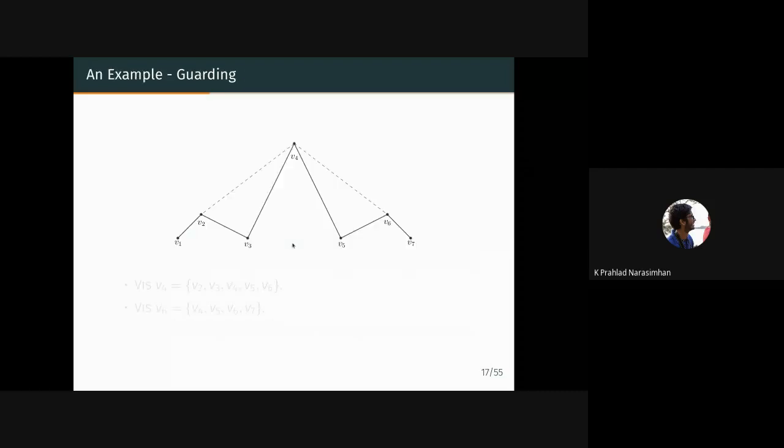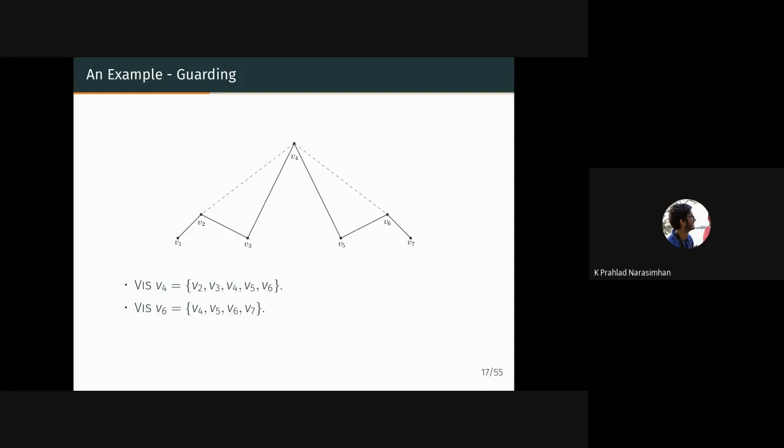Okay, so suppose the visibility region of V4 is what's written down: 2, 3, 4, 5, 6, and the visibility region of V6 will be 4, 5, 6, and 7. Just a quick note here that this relation, the notion of seeing or guarding, is clearly reflexive. A point can see itself. It is also symmetric, but it is not transitive.